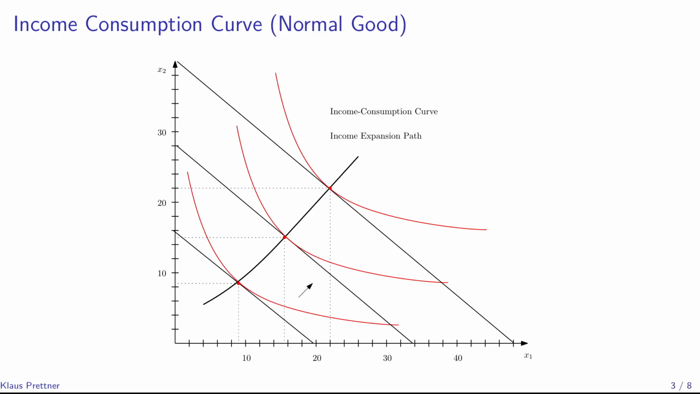Let us start with the situation of normal goods. In the case of two normal goods, we have already seen from the income consumption curve that income increases lead to increases in the consumption of both goods. So the line connecting the optimal consumption values is upward sloping and does not bend backwards. It's continuously increasing, as we know already from the previous video.